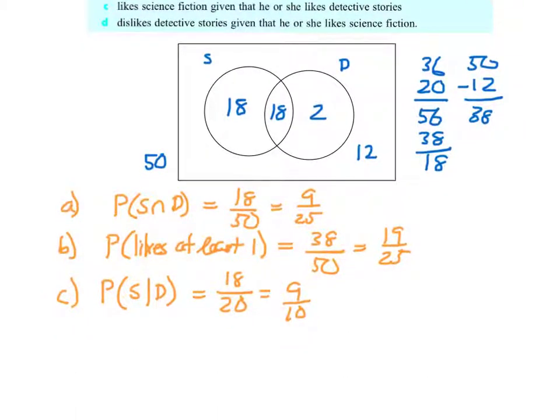And in the last question, I'm asked to find the probability that the person dislikes detective stories given that he or she likes science fiction. So the notation here is going to be dislikes detective stories. That's the complement of D, right? If these are all the people that like detective stories, these are all the people that don't, right? Given that they like science fiction, well, these are the people that like science fiction, right? So there are 36 people that like science fiction. Out of those, we want to find those who dislike detective stories. Well, these are the people that dislike detective stories out of those who like science fiction. So that's 18 divided by 36, which equals 1/2.